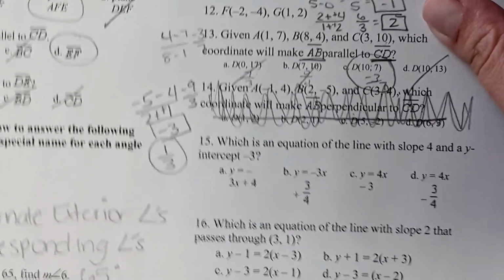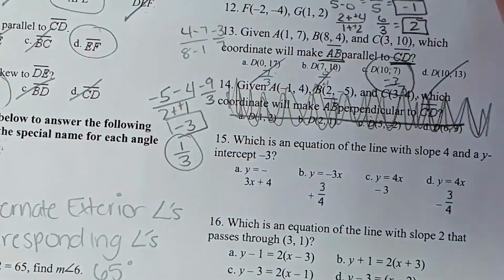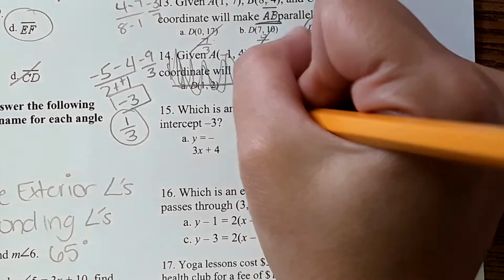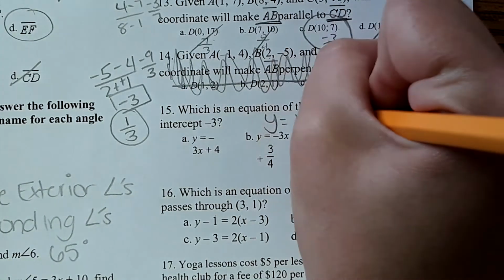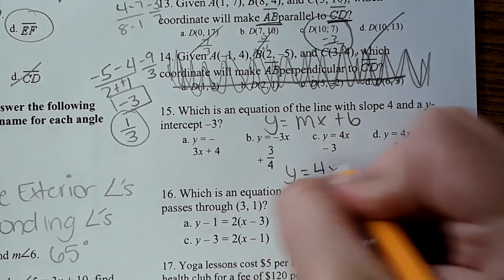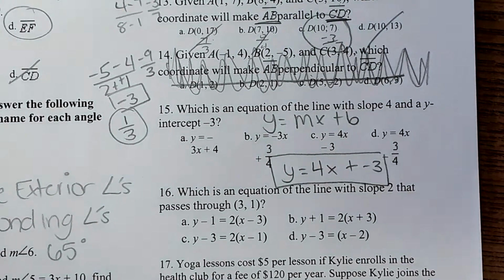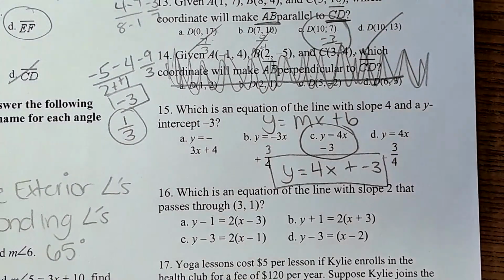Okay, 15. Which is an equation of the line with slope 4 and y-intercept -3? Okay, we're back to easy stuff. y equals mx plus b. So y equals a slope of 4 and y-intercept of -3. Here we go. And we get this, C.